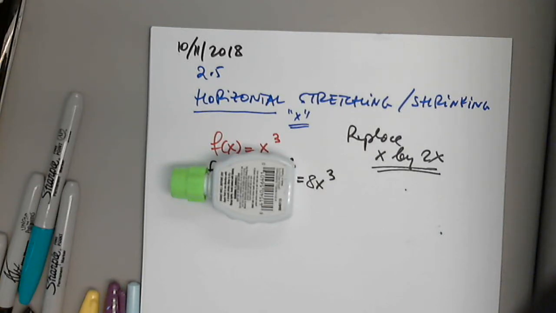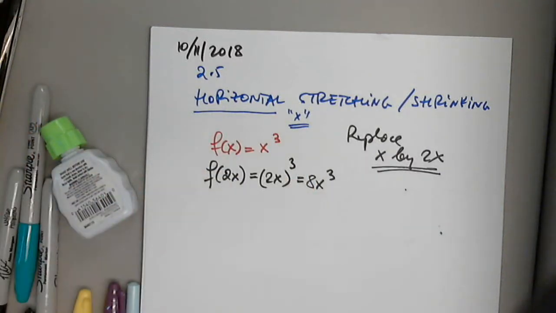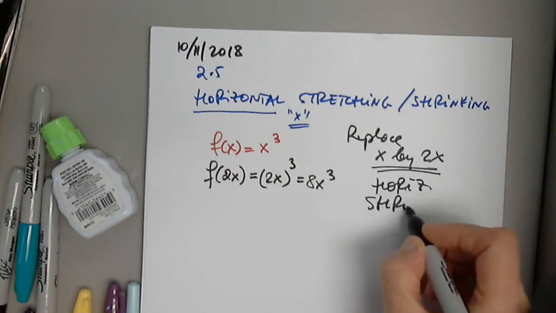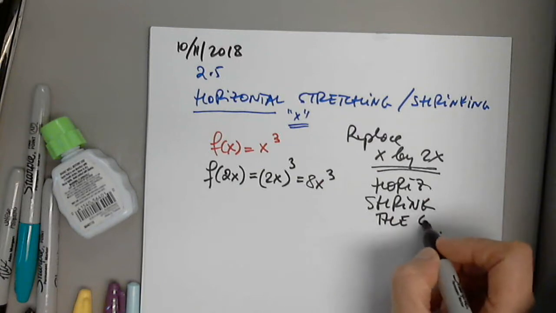Now let's think of how we started this. We changed x into twice x, and this is what happened. What am I doing to x? One more time. This is the original. This is f of twice x. What am I doing to x? Stretching it or shrinking it? Yes. This is exactly opposite. So when we replace x by twice x, we horizontally shrink the graph.